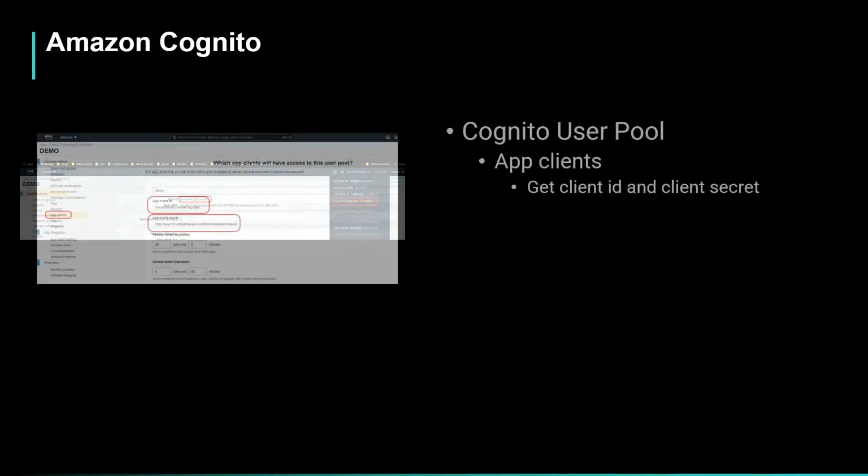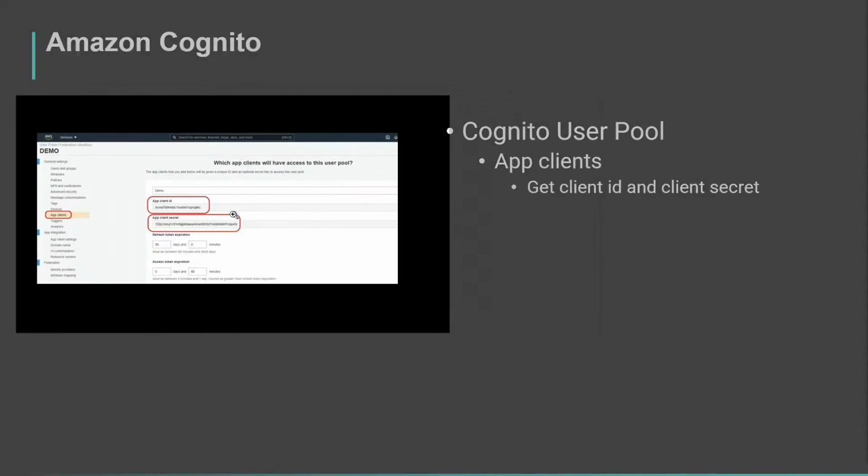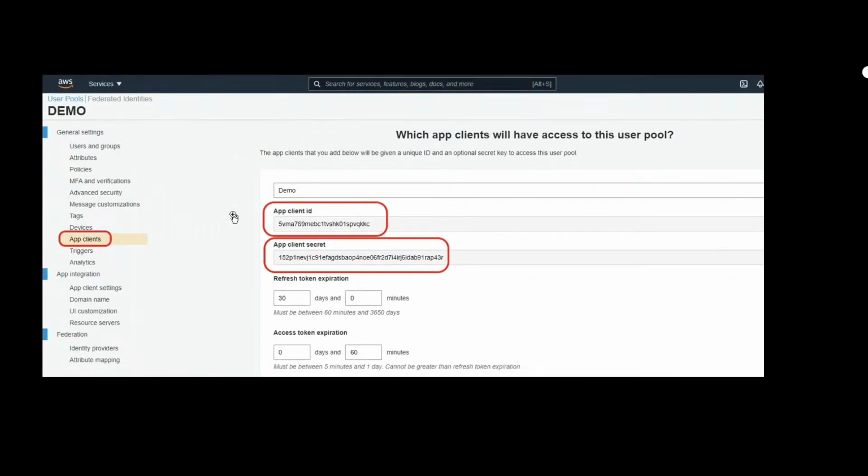Oh, a little too fast. So we need to get the client ID and client secret. If you remember, well, actually, I guess we haven't seen that code yet, but there's a client secret that we'll be specifying. And we'll need this information when we make the call to the Cognito server within PowerServer. So make sure you go to the app clients and grab the ID and secret.